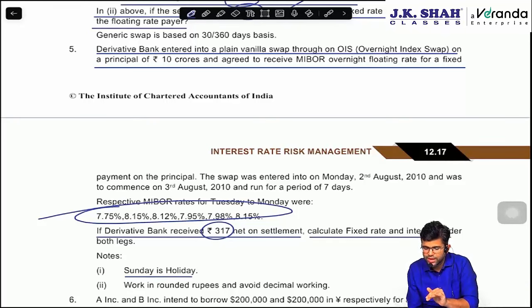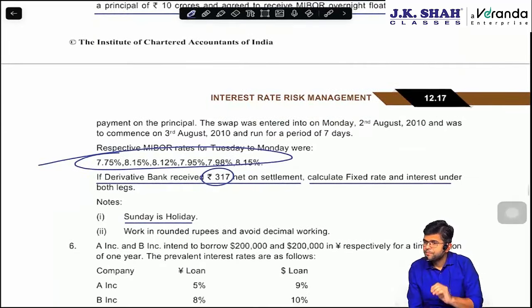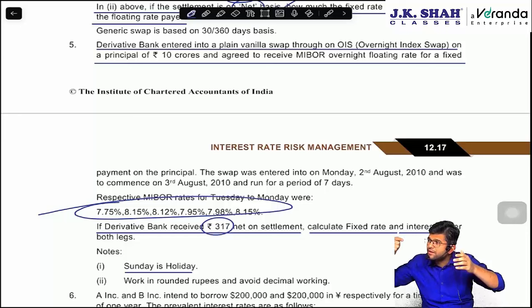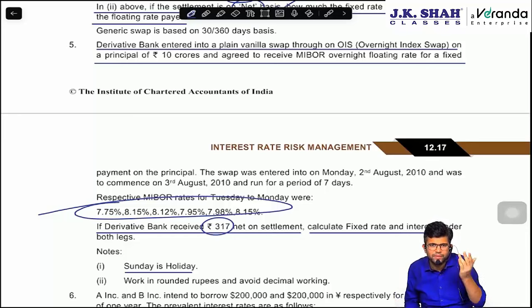Take your time. In the swap, can I say we are paying fixed? We are receiving floating. The receiving part clarity is given. The payment part I don't know, but I know one thing: net I received 317. So the balance will be another payment. We'll talk about it, don't worry. Now let us only look at the receive leg under the swap. Pay under swap I don't know, since only the fixed rate is unknown. Receive under swap, let's calculate.